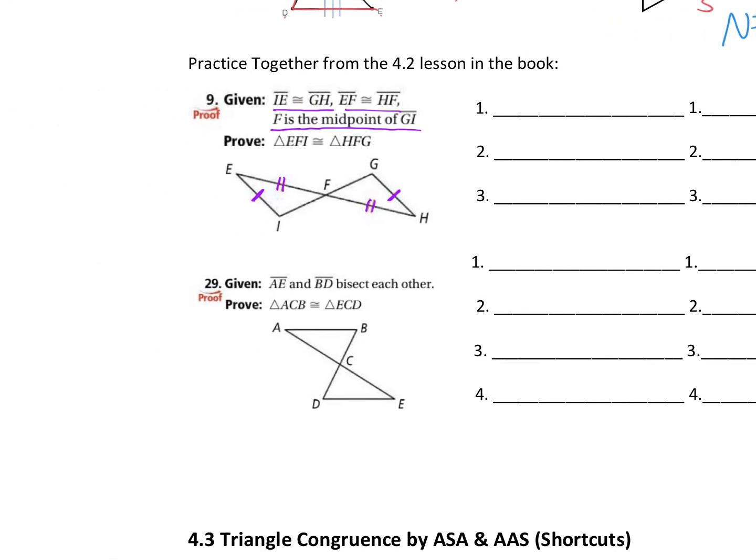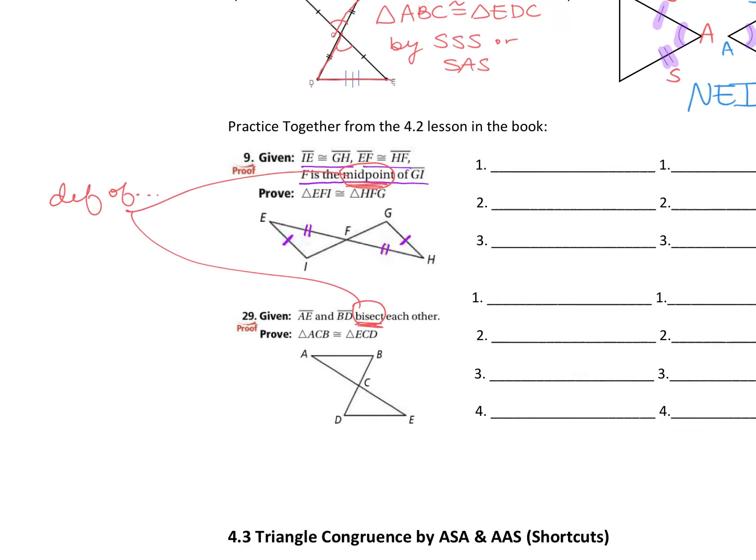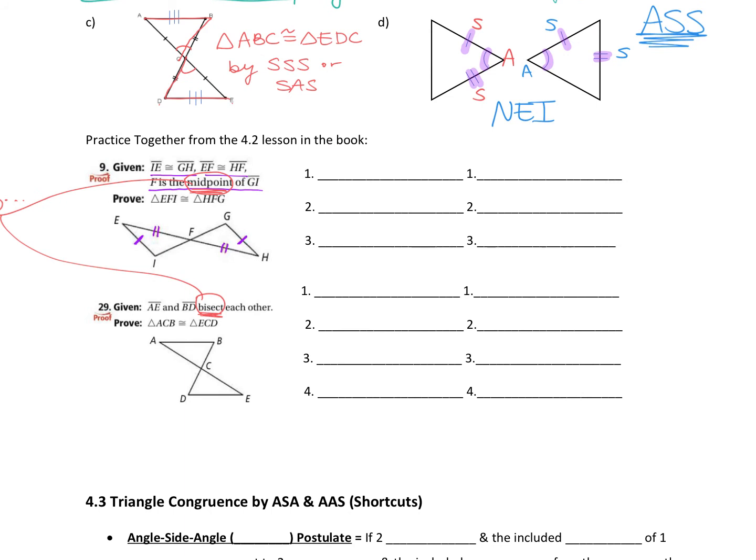Here's what I want you to note. Maybe write this somewhere. Whenever you see the word midpoint or the word bisect in your given, somewhere in that proof, it is going to be the definition of whatever that thing is. Definition of a midpoint or definition of a bisector. Okay, when you see that word in your given, I promise you, you will use definition of that word in your proof. Okay, so what is the first step of this proof going to be?